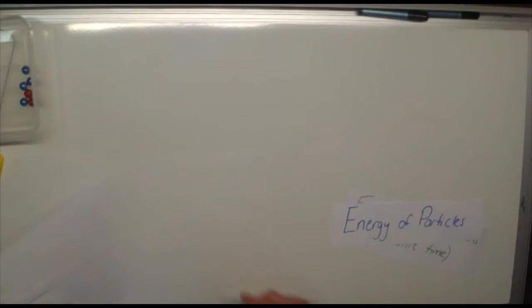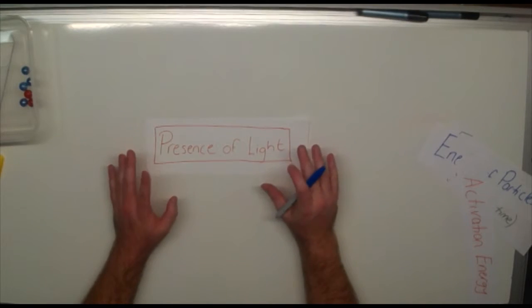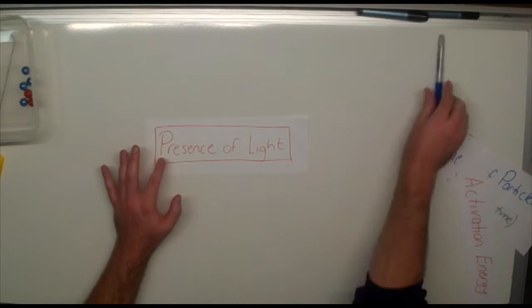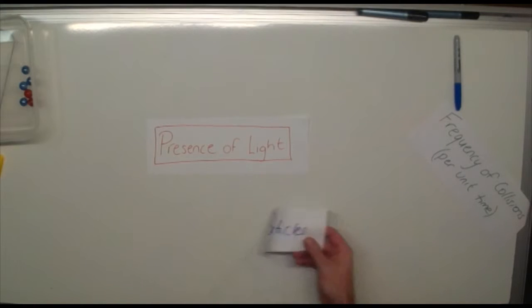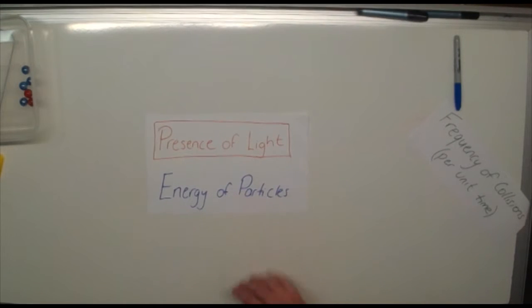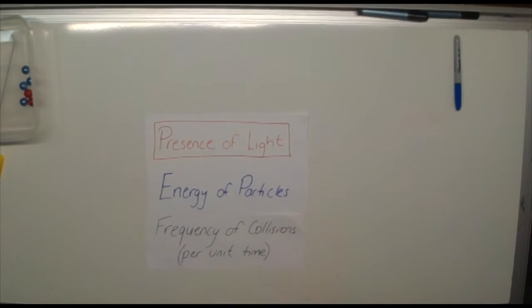If we go on to the next one, and we want to look at the presence of light, okay, this is the second way that we can affect a reaction. Presence of light basically does exactly the same thing as providing an increase in temperature. What it does is it affects the energy of the particles. We're supplying energy in, and it also increases the frequency of collisions because we've got more energy of the particles. They're colliding more frequently, kind of exactly the same as temperature.